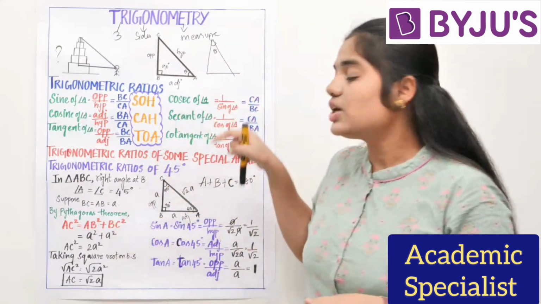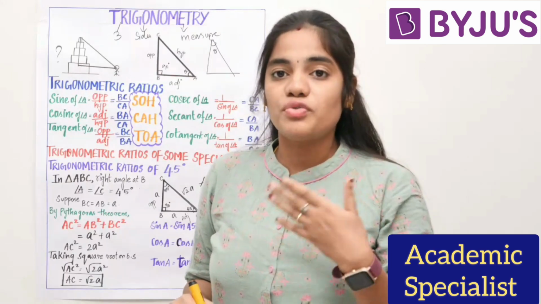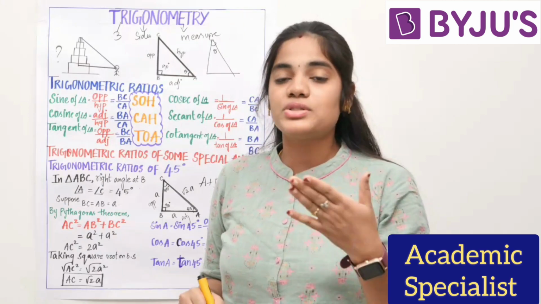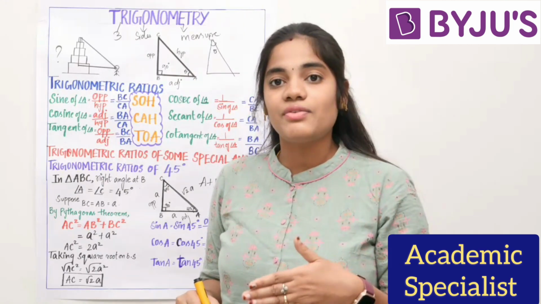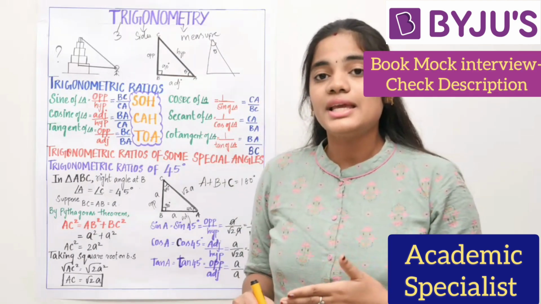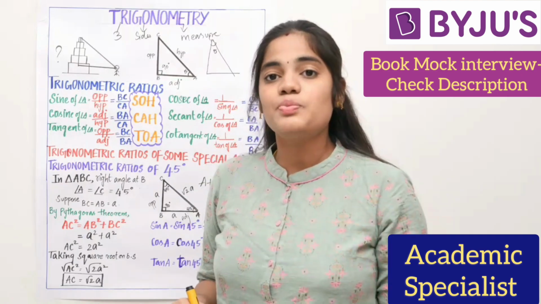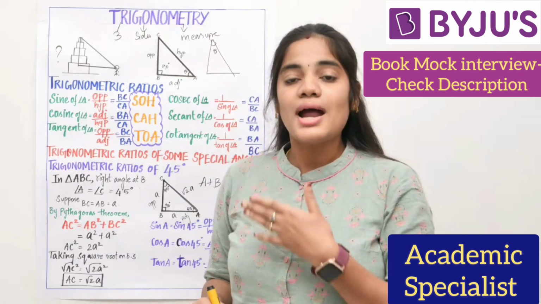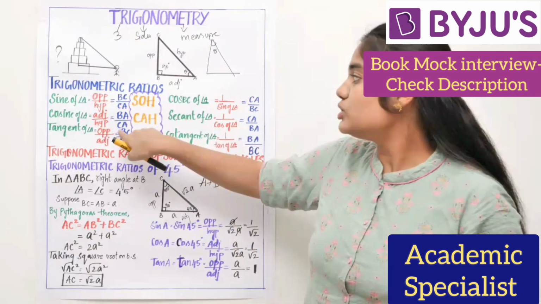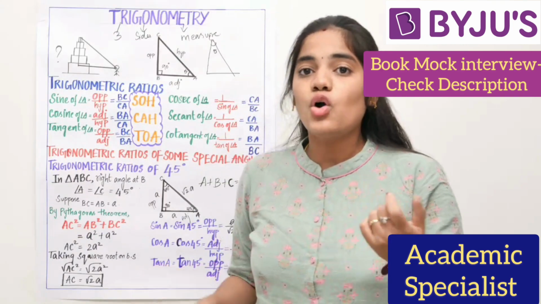Next is the cosecant of angle A. Cosecant of angle A is the reciprocal of sine, so we can write it as 1 by sine of angle A. Sine is opposite by hypotenuse, so if we take the reciprocal, hypotenuse by opposite. Then secant of angle A is equal to 1 by cos of angle A, the reciprocal of cos. Cos is adjacent by hypotenuse, so the reciprocal, hypotenuse by adjacent, is the value of secant.